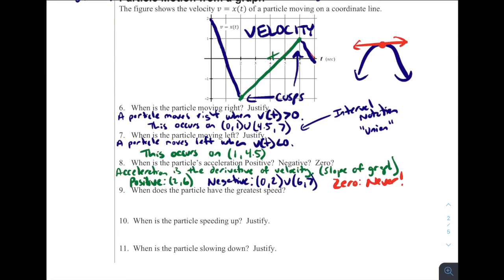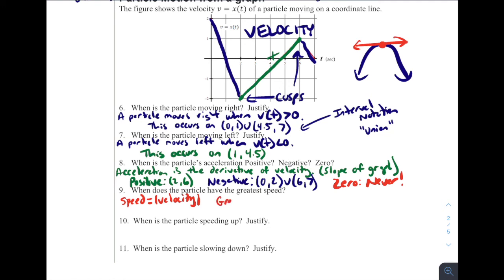Remember here that speed is equal to the absolute value of velocity. So since they gave us a velocity graph, I'm just trying to find out where the biggest output is. We see at t equals 0 that it has an output of 2. We also see at t equals 2 it has an output of negative 2. So the absolute value of negative 2 would also be positive 2. The greatest speed would be either of those places.